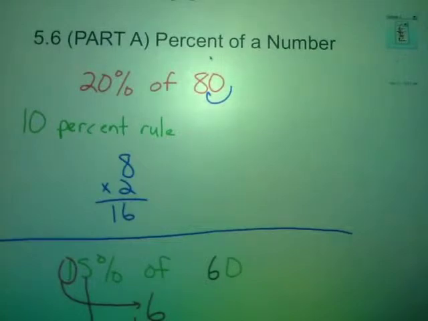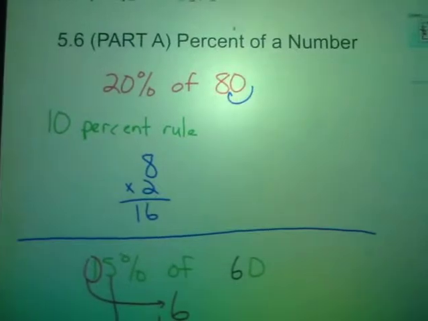And notice since it's 20%, I want to multiply it by 2 because 20% is obviously twice what 10% is. I could just add 8 plus 8, that would give me the same result, but 20% of 80 is 16. Pretty easy stuff.